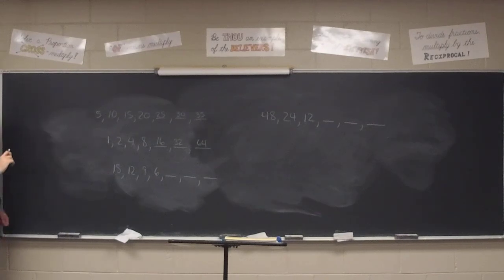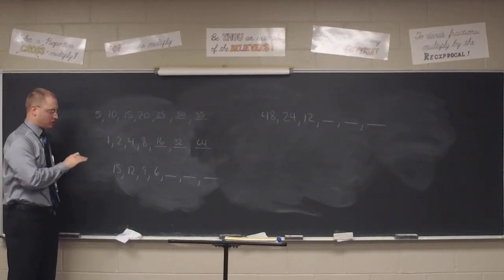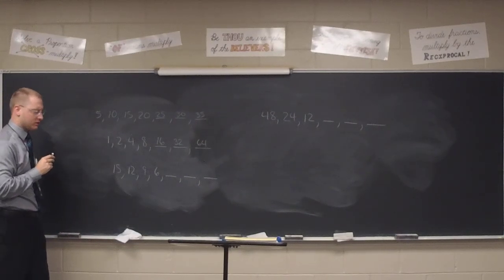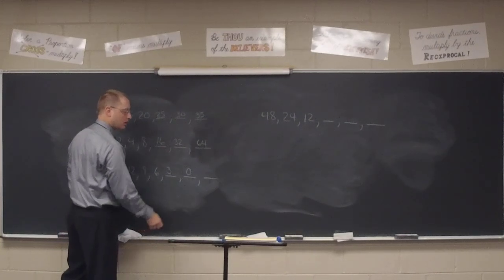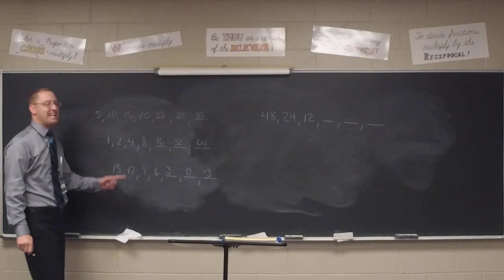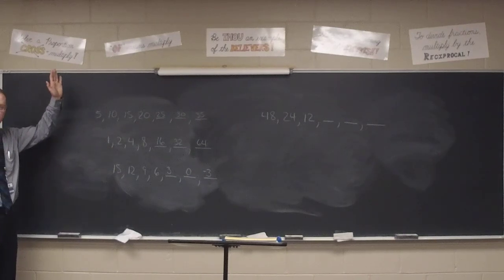All right, let's get a little bit harder here. What's the pattern on the next one, Evie? Subtract 3. We're subtracting 3, right? So what are my next 3 numbers? 3, 0, negative 3. How many thinking the same thing that Evie just said?